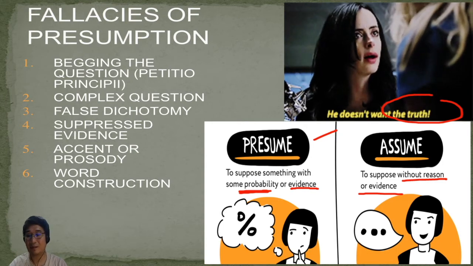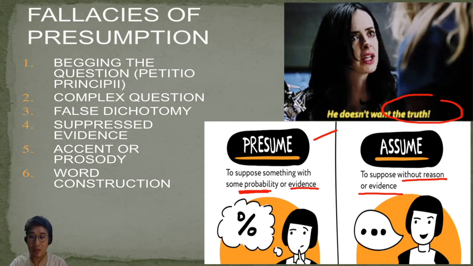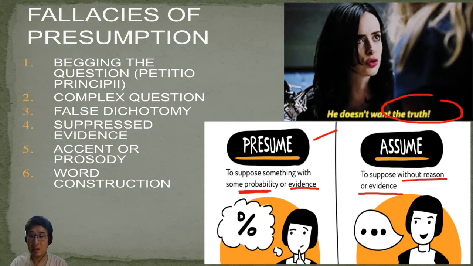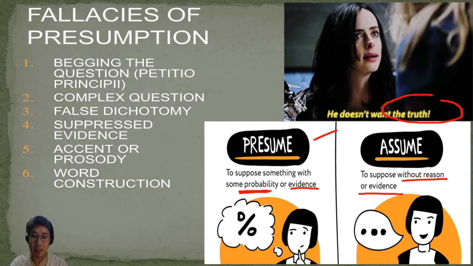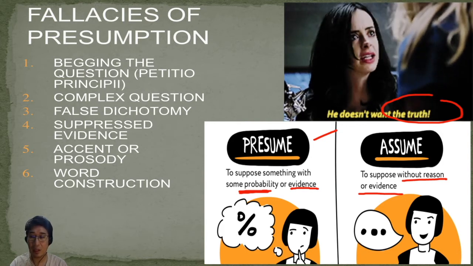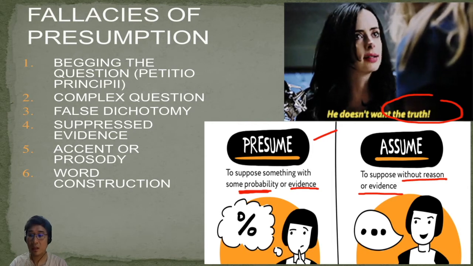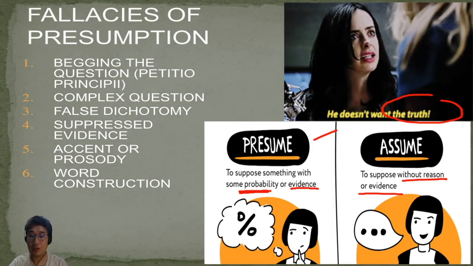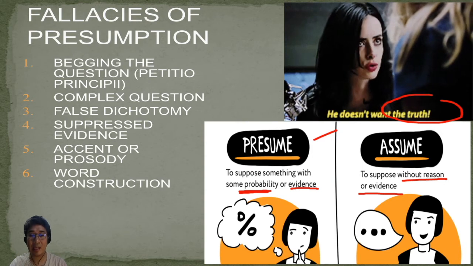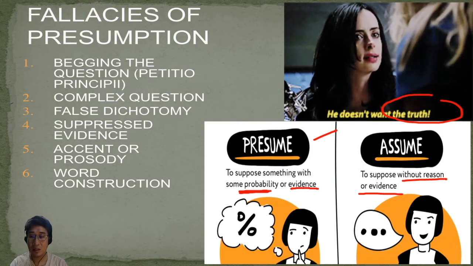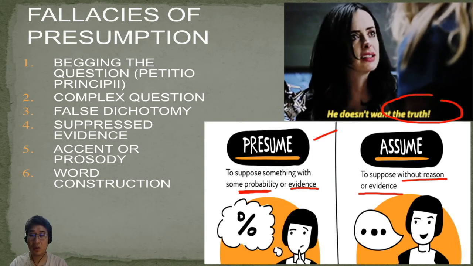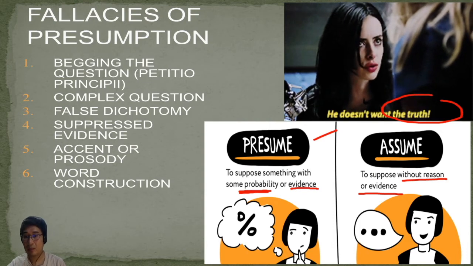Alright, we have 6 types of fallacies of presumption, and these are PETITIO PRINCIPII. Again, PETITIO PRINCIPII is a Latin word which means begging the question. Next is complex question, false dichotomy, suppressed evidence, accent or prosody, and then word construction. Punta tayo sa begging the question.